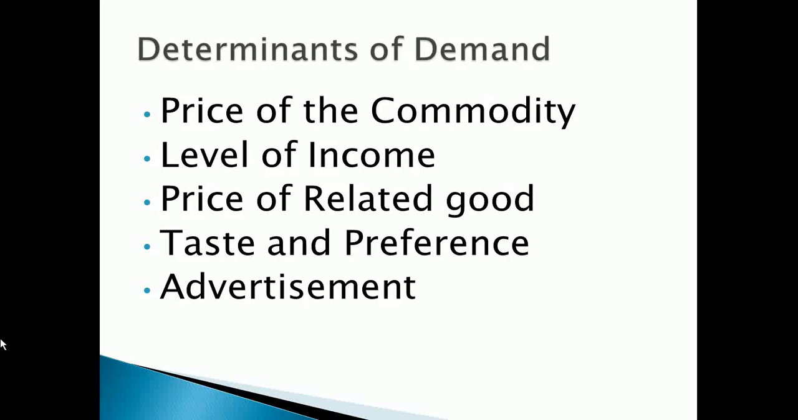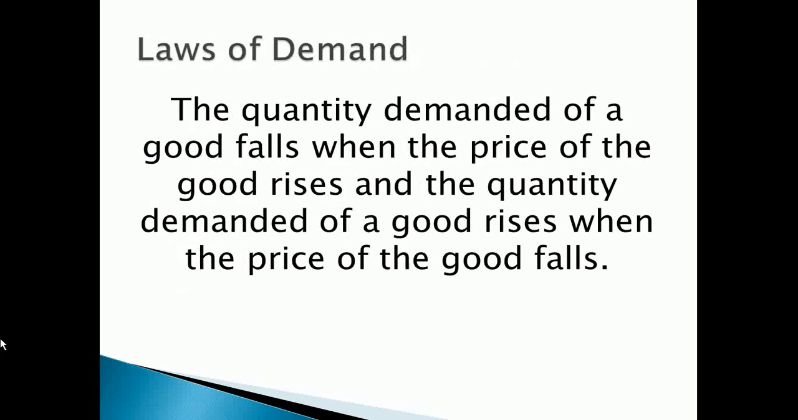The law of demand states the higher the price, the lower the quantity demanded. By implication, there is an inverse relationship between price and quantity. The lower the price, the higher the quantity demanded, and the higher the price, the lower the quantity demanded. It means the quantity demanded of a good falls when the price of the good rises, and the quantity demanded of a good rises when the price of the good falls. This is a negative or inverse relationship.